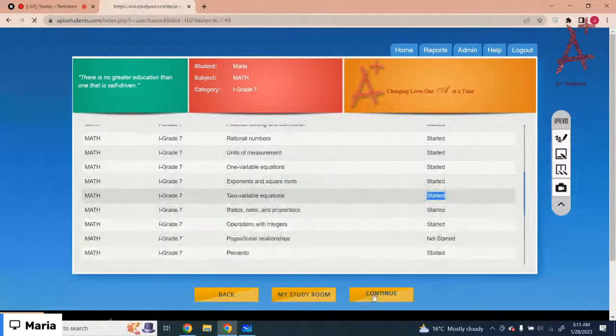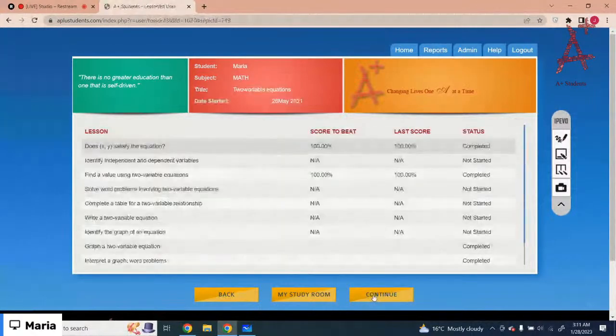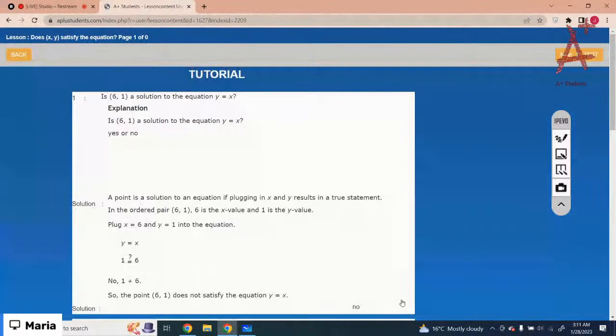So let's just start with the first lesson. The first lesson is, does (x, y) satisfy the equation? Okay, let's start with the first example. Is (6, 1) a solution of the equation y equals x?